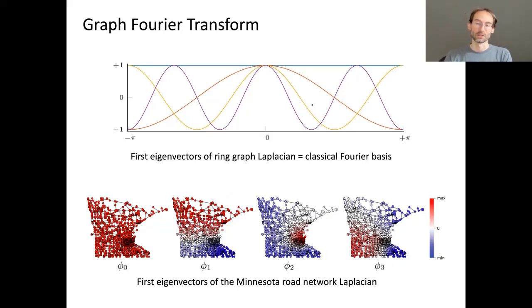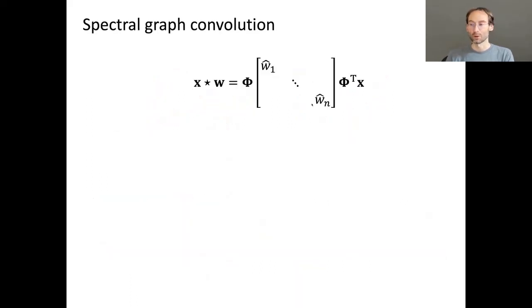So this is a road network, I think, of the state of Minnesota in the US. Here the red colors represent positive values in the eigenvectors, and the blue colors represent negative values. And the eigenvalues can be thought of as the corresponding frequencies. So this gives us a completely straightforward way of applying convolution-like operations.